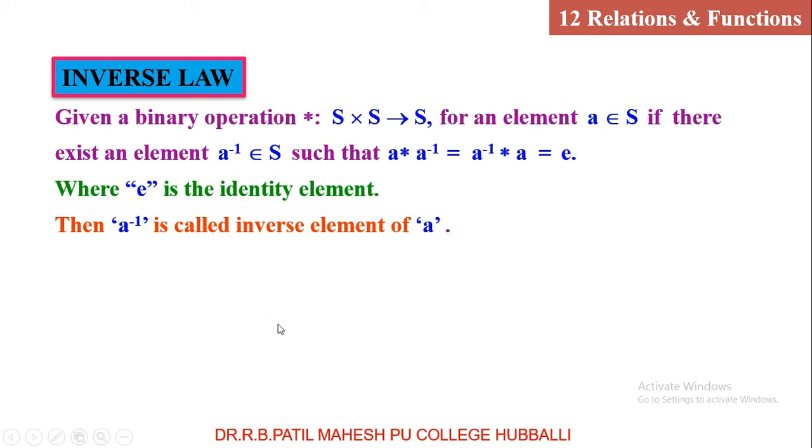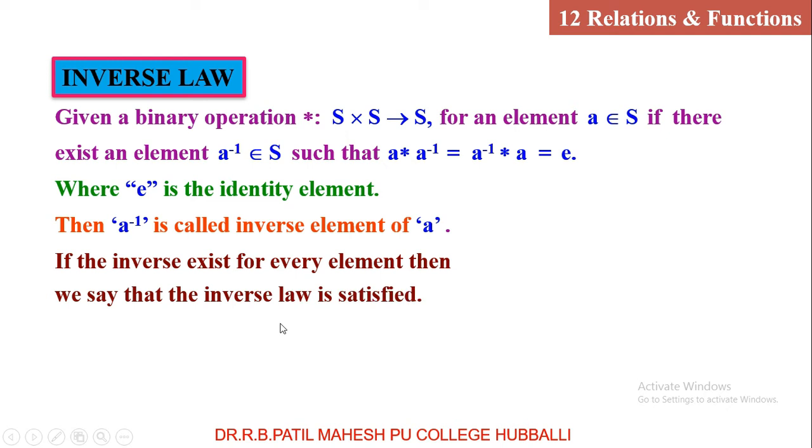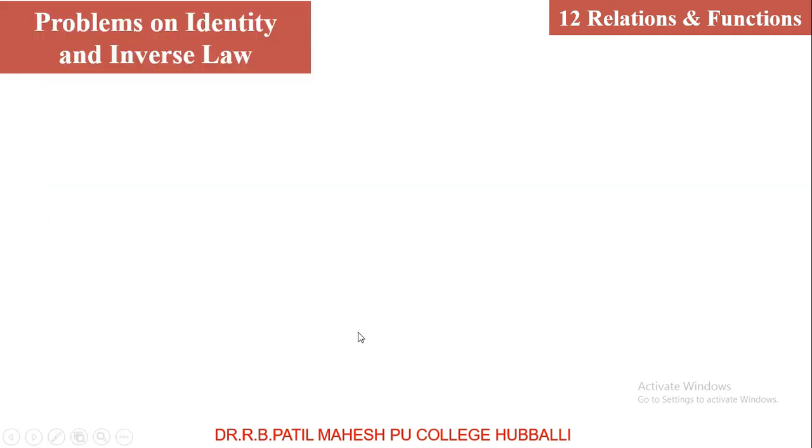So after understanding identity element and inverse element, if the inverse exists for every element, then we say that the inverse law is satisfied. Dear students, from this you understood that identity element is compulsory to find the inverse element. So after understanding identity element and inverse element, let us go for some problems on these two laws. Problems on identity and inverse law.